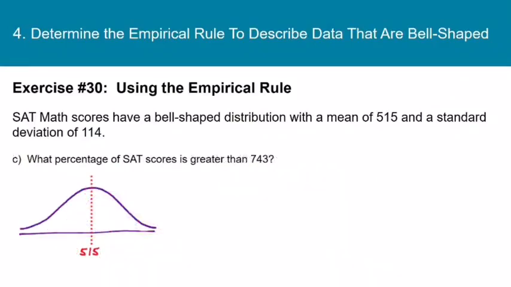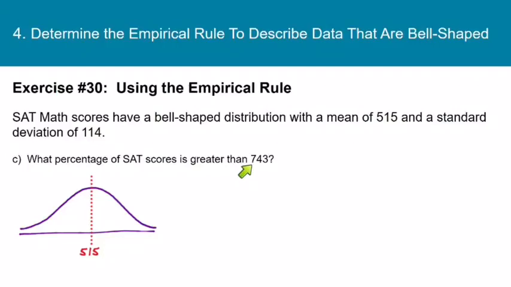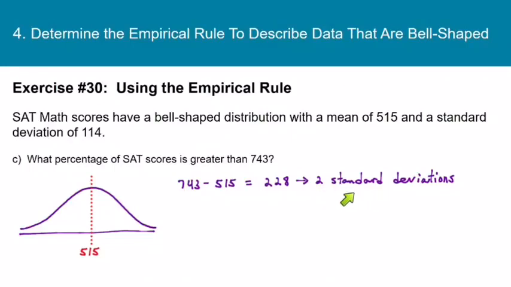Now let's have a look at Part C, which asks us what percentage of SAT scores is greater than 743. So I've drawn our curve and I've put the mean in the middle, 515, and now we want to find out how many standard deviations away from our mean this 743 is. So let's subtract 743 minus 515 and we'll get 228. And the question now is, how many standard deviations does that represent? So if you take 228 and divide it by 114, you'll see that 228 is worth 2 standard deviations.